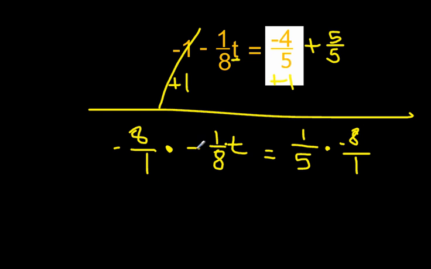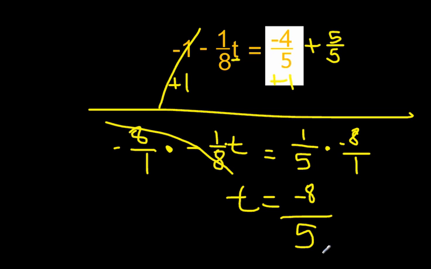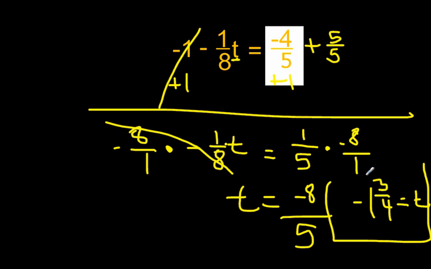Negative 8 over 1 times negative 1/8 gives me 1, so I'm left with my t. And then I multiply straight across. 1 times negative 8 is negative 8. And 5 times 1 gives me 5. So I end up with negative 8/5, which is the same as negative 1 3/5. So my solution to my equation is that t equals negative 1 3/5. Oh, look at there. I put 3/4, but it should be 3/5. There we go.